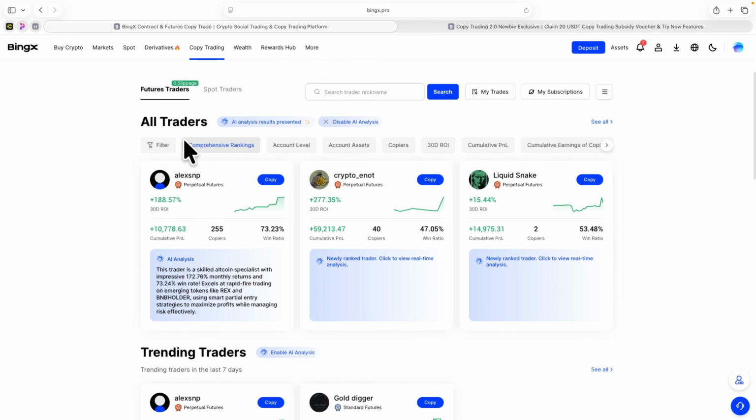Now, you can see right here on the screen, there are different categories of traders to copy. The first category right here is comprehensive rankings. The second one is account level. The third one is account asset right here. The next one is copiers, that is the number of copiers. Then the next one, you have 30-day ROI. And then you have cumulative PNL. And then you have cumulative earnings of copiers. And then you have followers right here. And then the last one is risk. These are different categories where you can find traders that you want to copy. Now, I'm going to be explaining all of these categories for you, and I'll be telling you which of these categories is best for you to pick a trader to copy from.